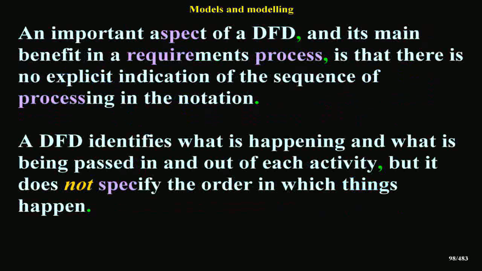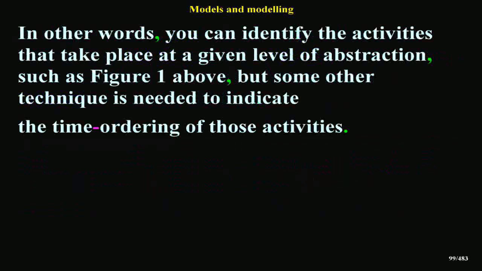Stores. An important aspect of a DFD, and its main benefit in a requirements process, is that there is no explicit indication of the sequence of processing in the notation. A DFD identifies what is happening and what is being passed in and out of each activity, but it does not specify the order in which things happen. In other words, you can identify the activities that take place at a given level of abstraction, such as Figure 1 above, but some other technique is needed to indicate the time ordering of those activities.